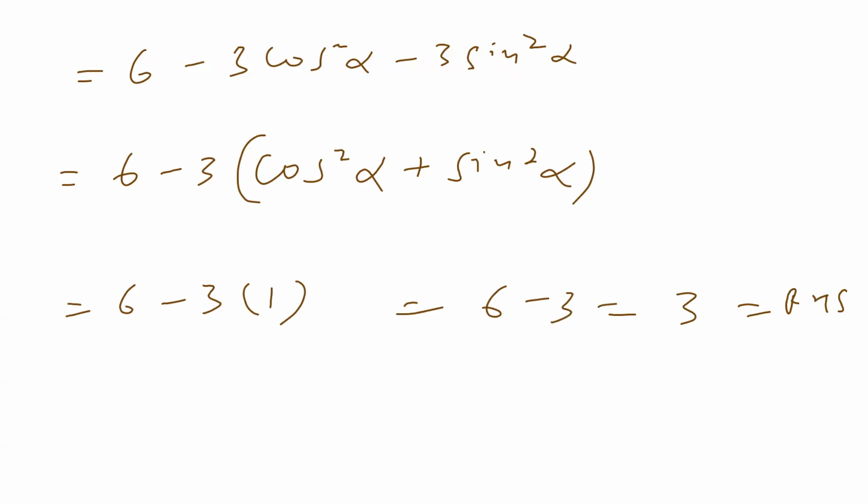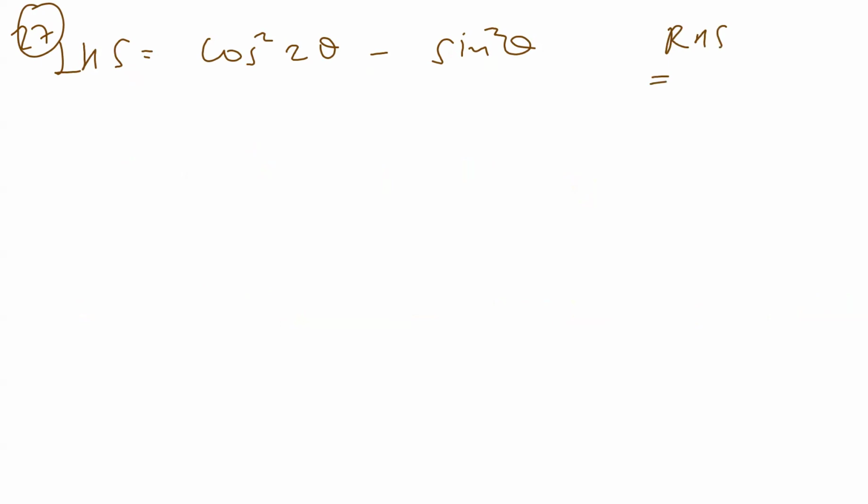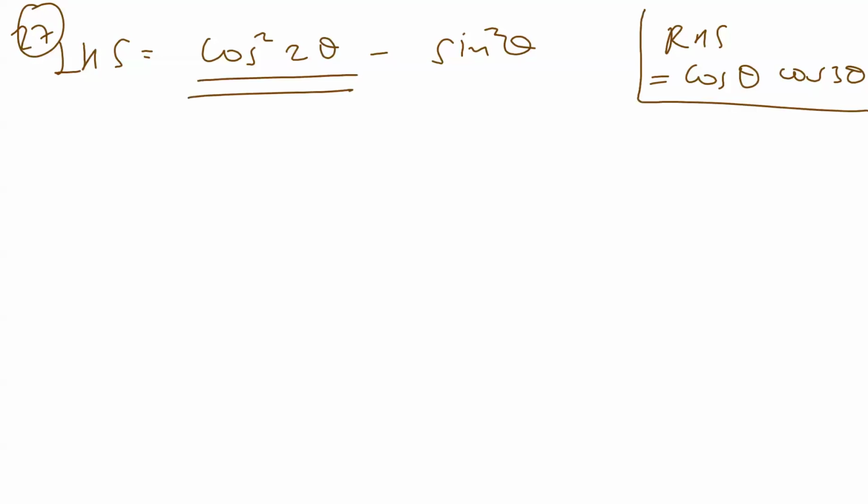Let us go to question number 27. Question number 27 says left hand side is equal to cos square 2 theta minus sine square theta. Right hand side says cos theta into cos 3 theta. Now cos square 2 theta minus sine square theta.